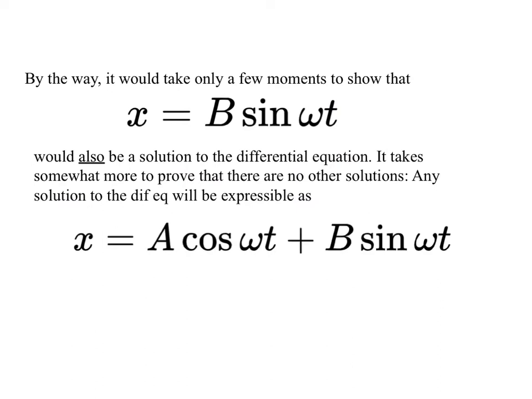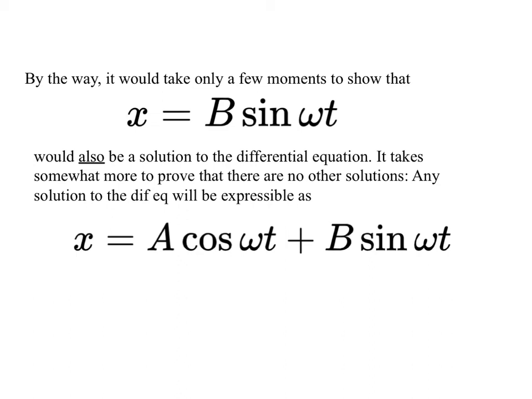It would take only a few moments to show that x equals b times sine omega t is also a solution to the differential equation with the same omega. It takes a little bit more to prove that there are no other solutions, although it can be shown. It ends up there can only be 2 independent solutions because it's second order. So much like we know that the order of a polynomial tells you how many roots it has, the order of a differential equation tells you how many distinct independent solutions it has.